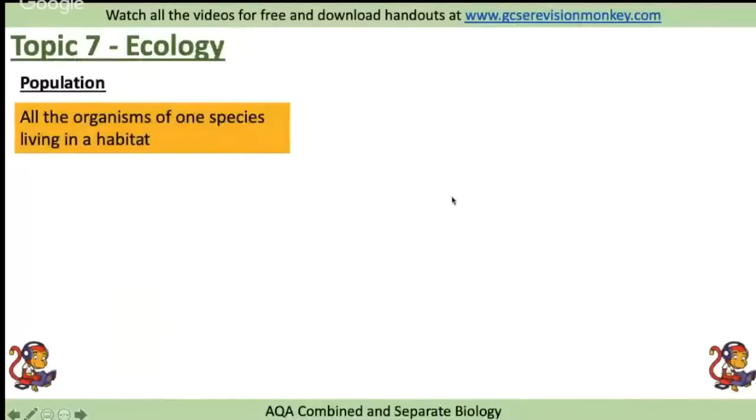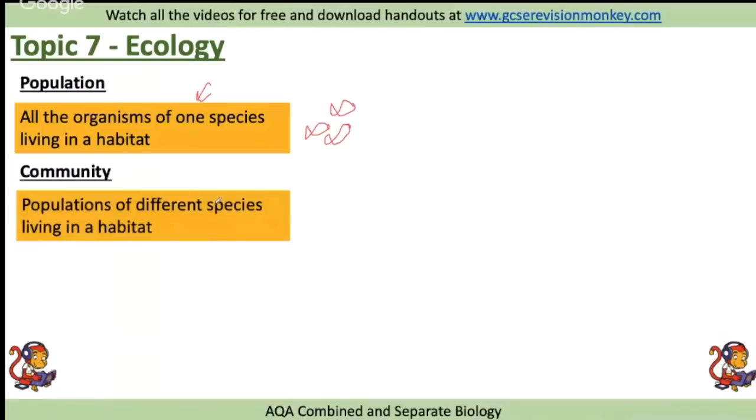A few more bits on ecology then. Ecology topic, it starts with a lot of words. So let's start off with population. Population means that all the organisms of a single species living in a habitat. So if we talked about fish, for example, this would be a population of fish. A community is populations of different species. So you might have a fish in there, you might have a different species of fish, a much larger predatory fish, for example, and maybe some plants in there. That would be a community.